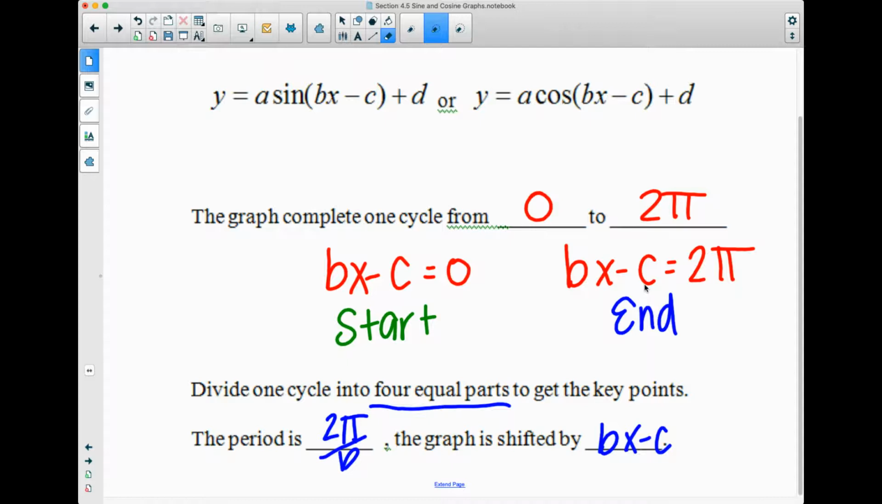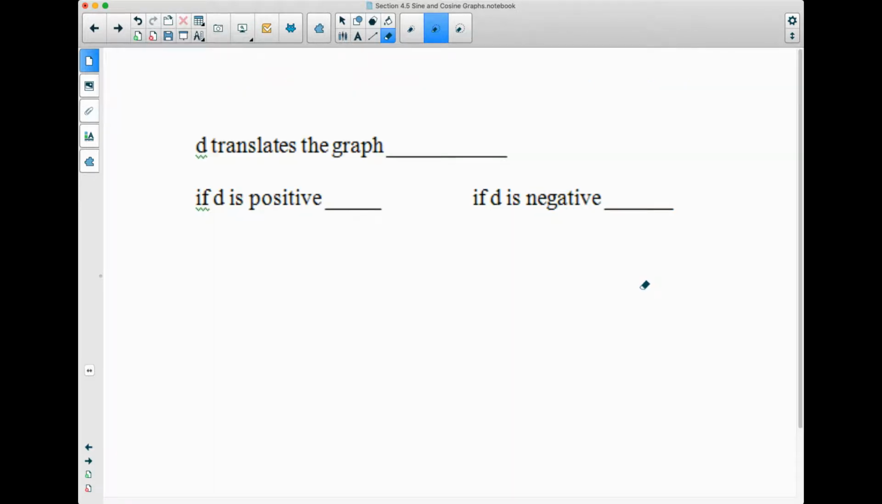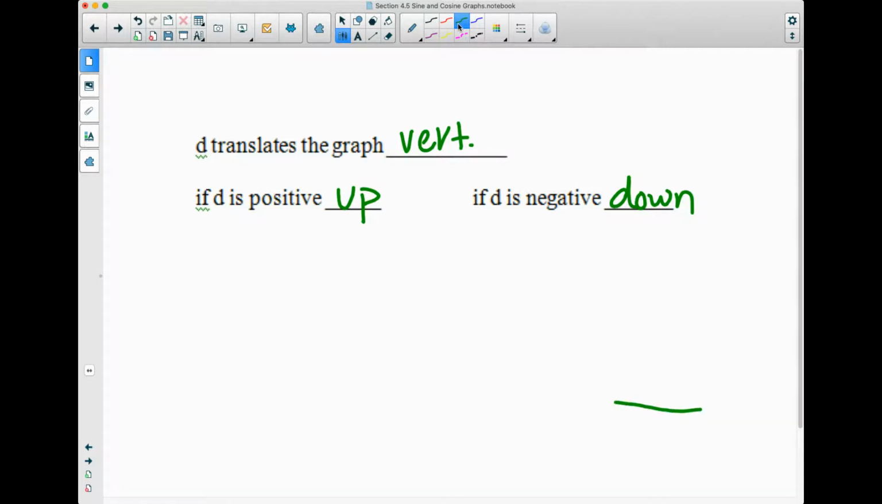All right. D tells the graph goes up or down. I mean, there's nothing fancy about that. Again, it still does it vertically. If it's positive, you go up. If it's negative, you go down. That has not changed. So really the only thing that's changed is your phase shift, your left and right, and then the period changes the graph. But other than that, transformations are still the same.